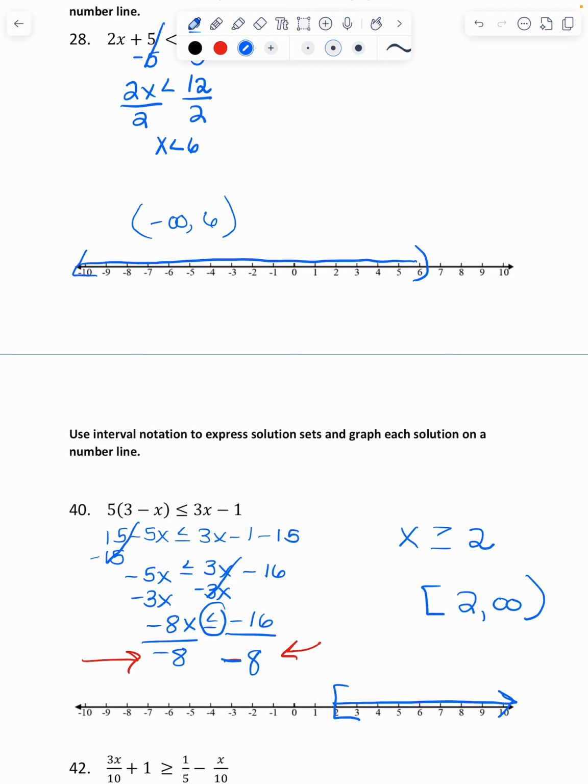Now let me emphasize that it doesn't matter if your answer comes up to be negative and you have not multiplied or divided by a negative number, you don't flip the inequality sign. It is only when you multiply or divide by a negative number that you reverse your inequality sign symbols.